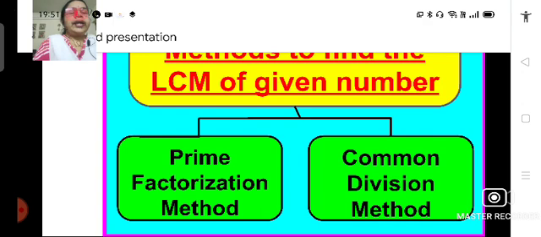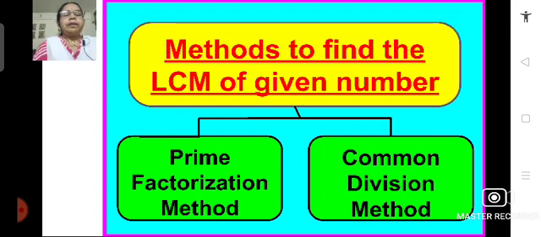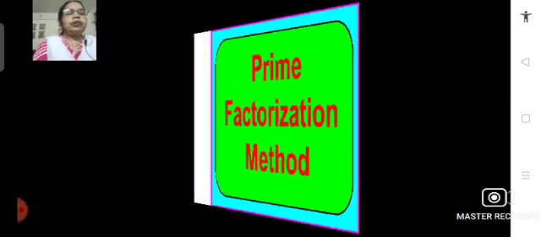Now, let's look at the methods to find out the LCM of the given numbers. Children, there are two methods. They are prime factorization method and common division method. Let's understand what is prime factorization method.